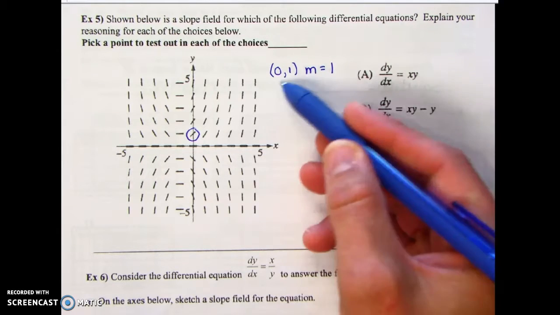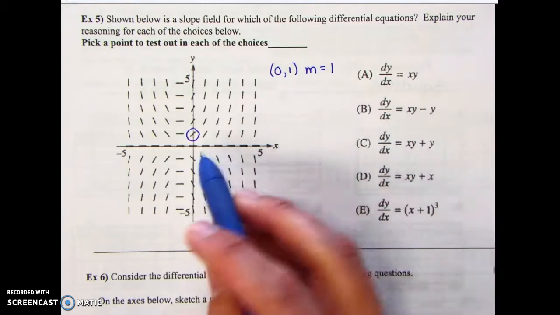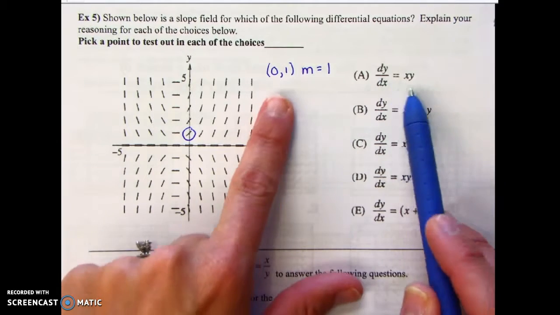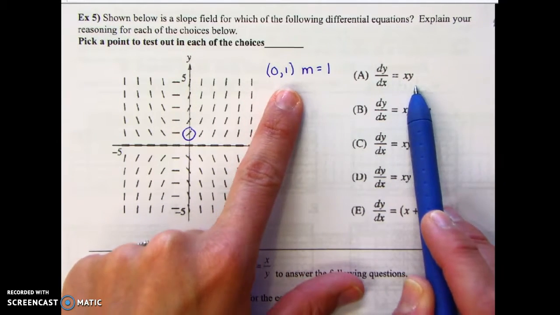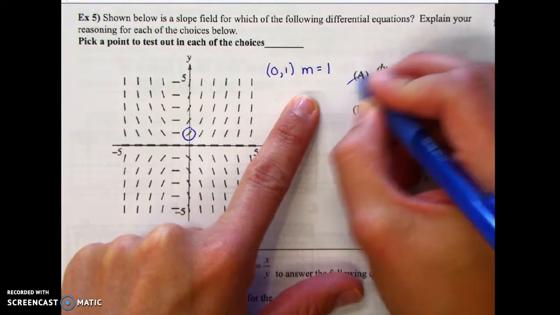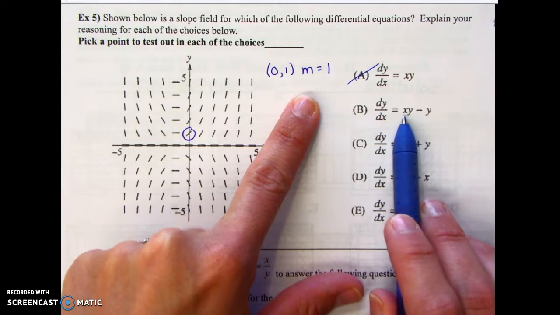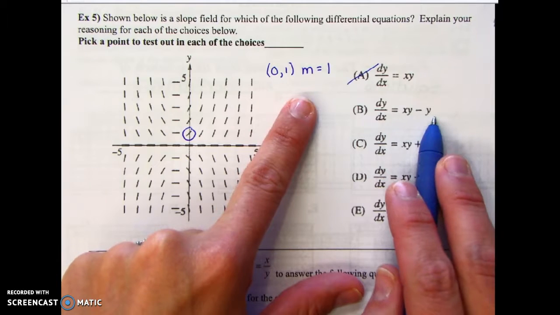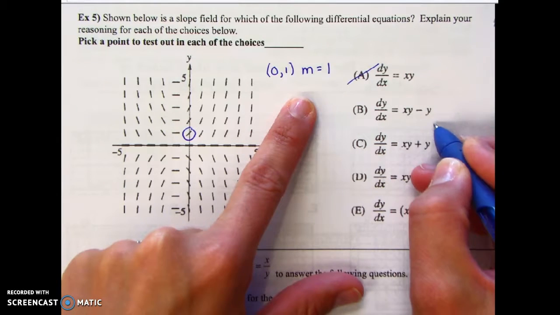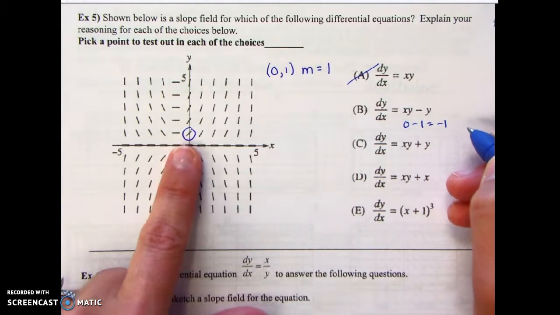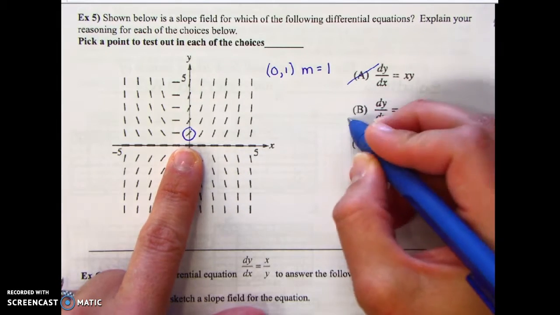We're going to plug in this coordinate point to see which of these would give us that slope. It's multiple choice. This is one way to do it; there's a couple other ways. But here we go. x times y: 0 times 1, does that equal 1? No, 0 times 1 is 0, so we get to cross off A. For B, 0 times 1 is 0, minus 1, so we would have 0 minus 1, which is negative 1. But what slope did we see? We saw a positive 1, so we're going to cross off B.